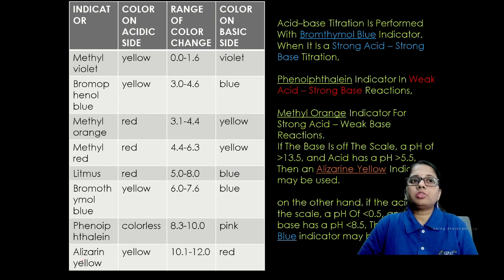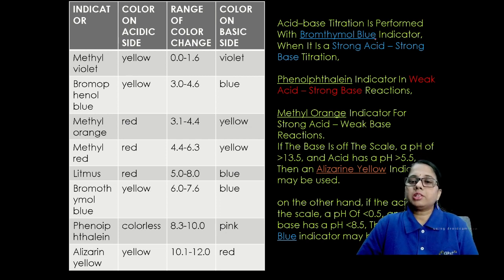Okay. Similarly, if you see alizarin yellow, generally it is yellow in the acidic range, whereas it is going to be red on the basic side. So for a highly basic solution, that means in the 10.1 to 12 range, for strongly alkaline solutions, you are going to use this alizarin yellow. Okay, so acid-base titration is performed with bromothymol blue indicator when it is a strong acid and strong base. So these types of indicators are used depending on the type of analyte, and based on the strength of the acid also.